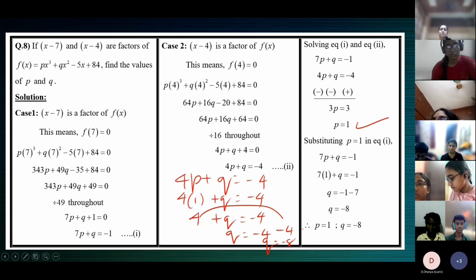So you can substitute the value of p in the first equation or in the second equation to find the value of q.